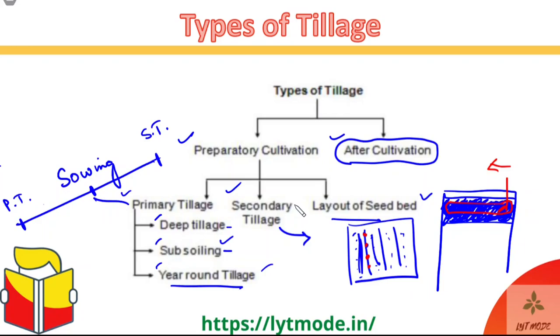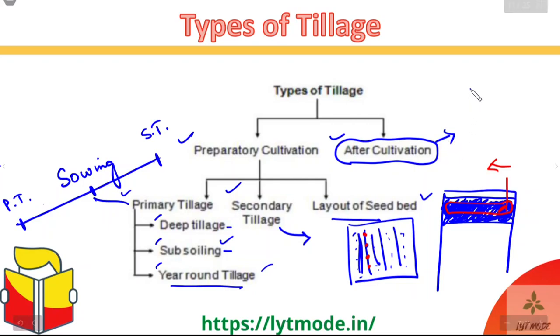But what happens after cultivating? After you cultivate the crop, there are other tillage operations which are supposed to be carried on, and they come under the after tillage. For example, you use blade harrows and rotary hoe to control the weeds between the crop rows, and intercultivation and all of those things.